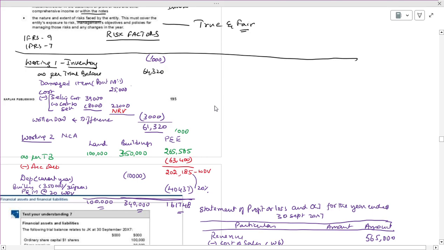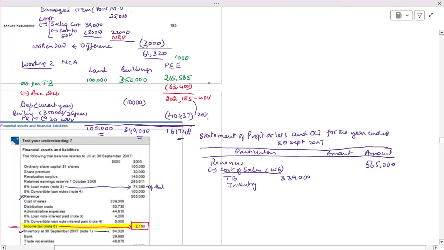61,320. 3,000. How much have you written down on inventory? 3,000. This is the difference, no? 3,000. Is it right? Inventory written down.